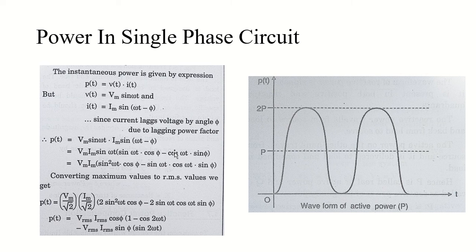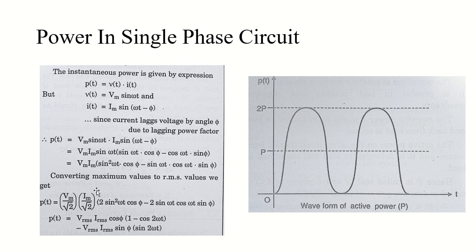So we have elaborated it over here. Then what did we do? We multiplied this sine omega t, we took this sine omega t into the bracket. So what will be our equation? Vm Im sine square omega t into cos phi minus sine omega t into cos omega t into sine phi.